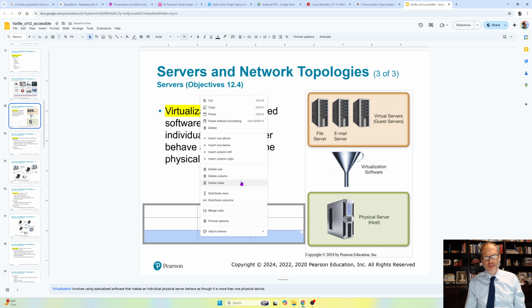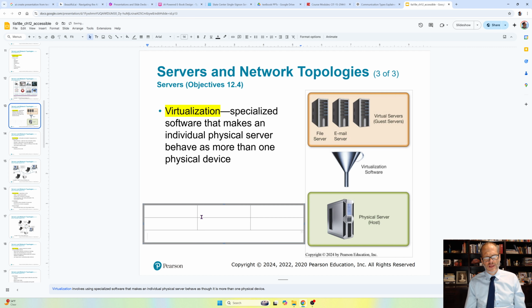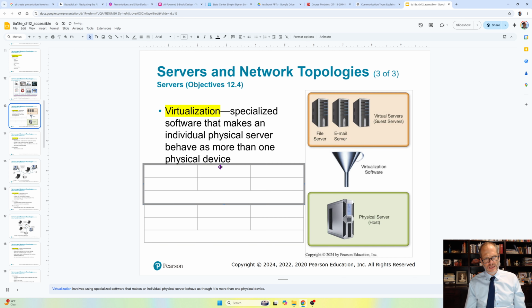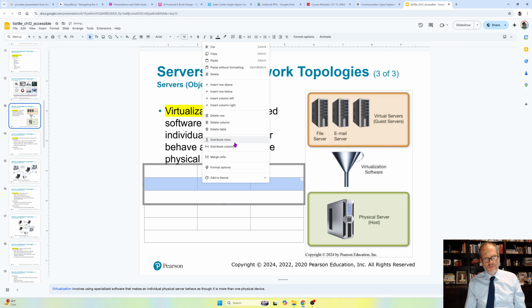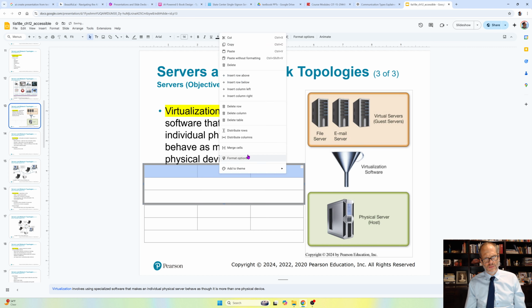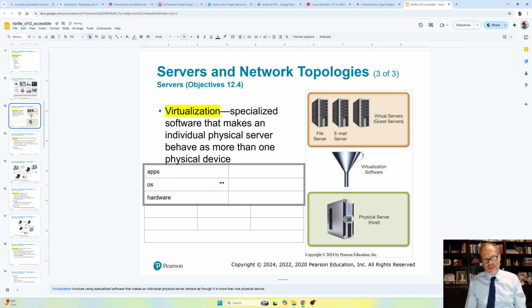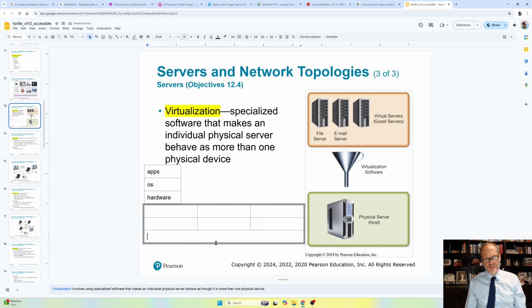I think if I right click I could merge cells somewhere here, merge cells. And so, your normal setup is like this, right? Merge cells, merge cells. So you have your hardware, and then you have your OS, and then you have your apps, okay? That's your normal setup.